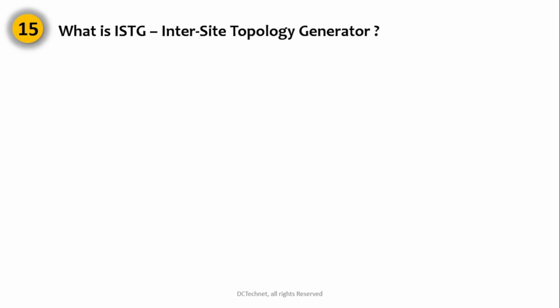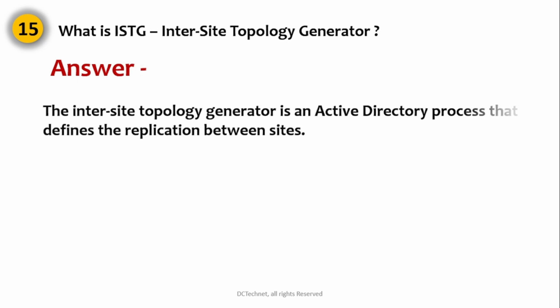Question number 15. What is ISTG, the Intersite Topology Generator? Again, a prominent question asked in Active Directory interviews. So the answer: the Intersite Topology Generator is an Active Directory process that defines the replication between sites. So ISTG is a process which will define replication between the sites.